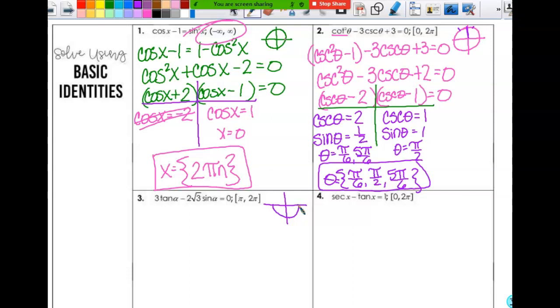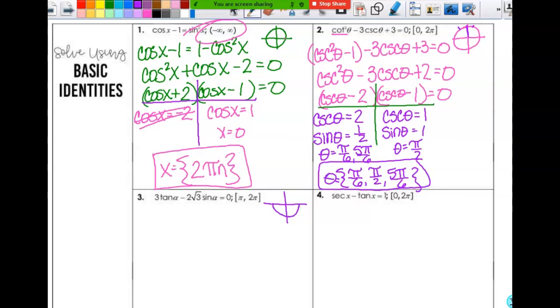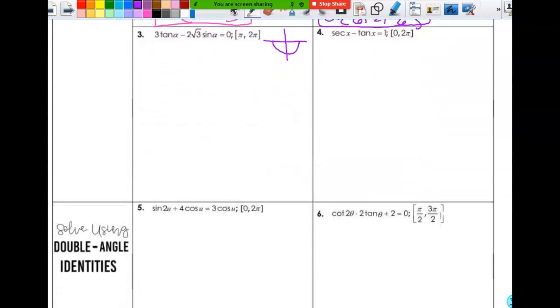I don't have a quadratic. I don't have a GCF. So then when I want to start thinking about my identities, since there's nothing squared, there's no Pythagorean identity. Nothing else jumps out at me. So I think I'm going to try my reciprocals and quotients. Okay, so that's not the first thing that we've been looking at, but here I think that's really kind of all I have, right? So I can make tangent into sine over cosine. So I can make that 3 sine alpha over cosine alpha minus 2 square root of 3 sine alpha equals 0.